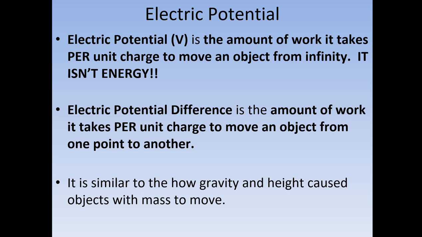So that's the important note, is that the electric potential is a description of a certain point in space. There's no energy to have because there's no object at that point anyway. And just like how the difference in height and difference in gravity is what causes objects to move from one point to another, same thing here. If there's a potential difference, objects are going to want to move. And the bigger that difference, the more likely they are to move.